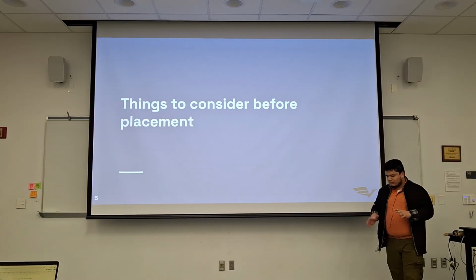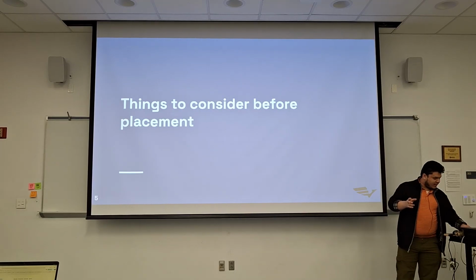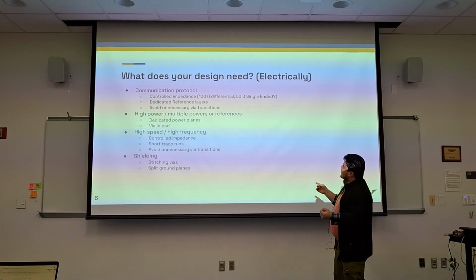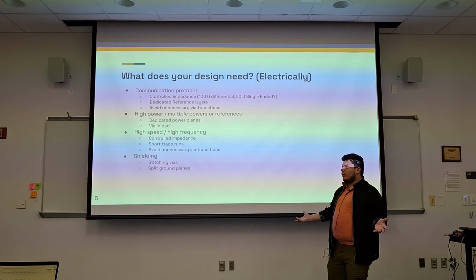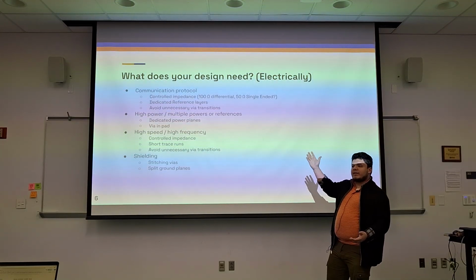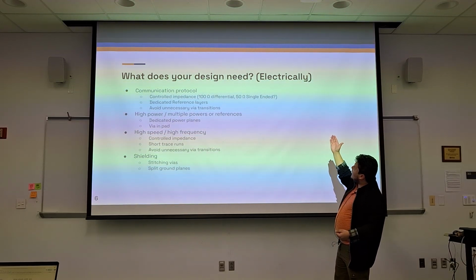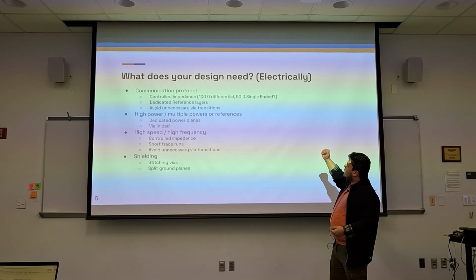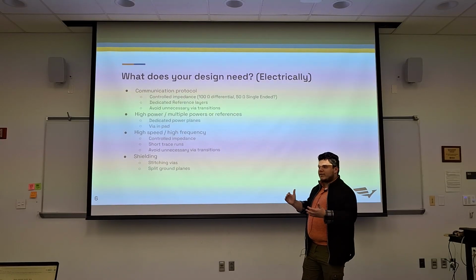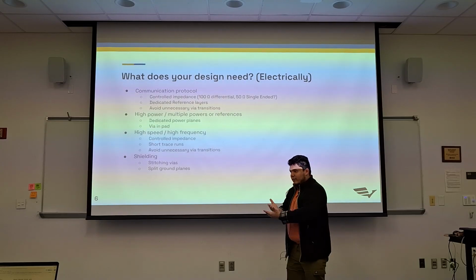So we have to consider a few things before even placing any components on the PCB, right? We have to consider what we need, both electrically and mechanically. Starting electrically, what is our board doing? What is going on our board? Do we have communication protocols? Is it CAN? Is it SPI? Do we have both? Do we need differential pairs? Do we need to control our impedances? If we have controlled impedances, then we probably need to consider in our stack-up a nice solid reference layer. So this is probably going to drive whether we need a 2-layer board or a 4-layer board.